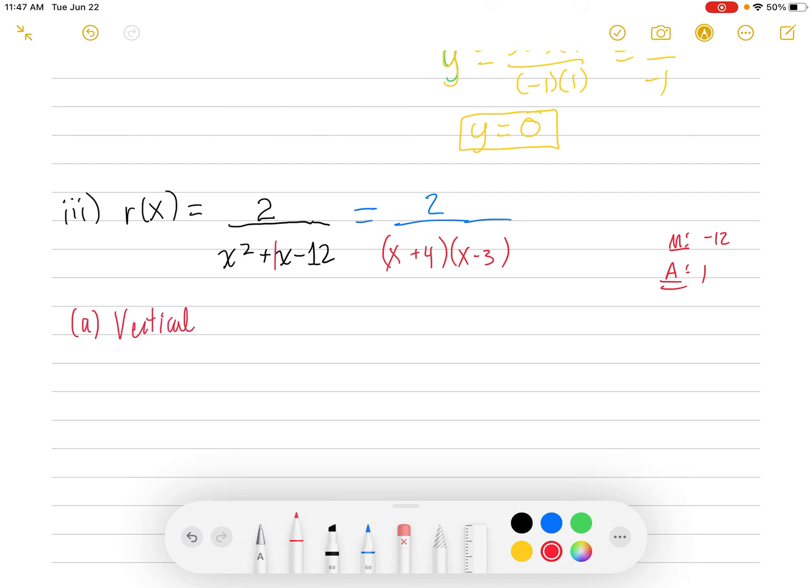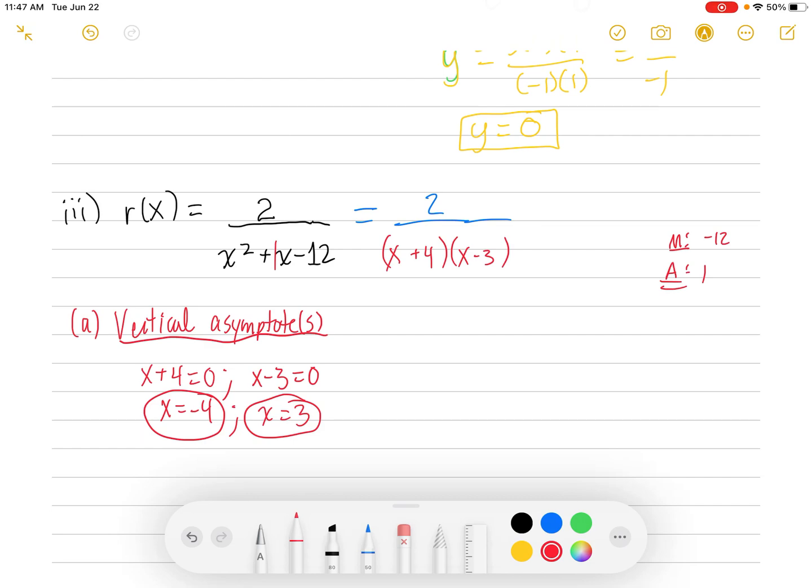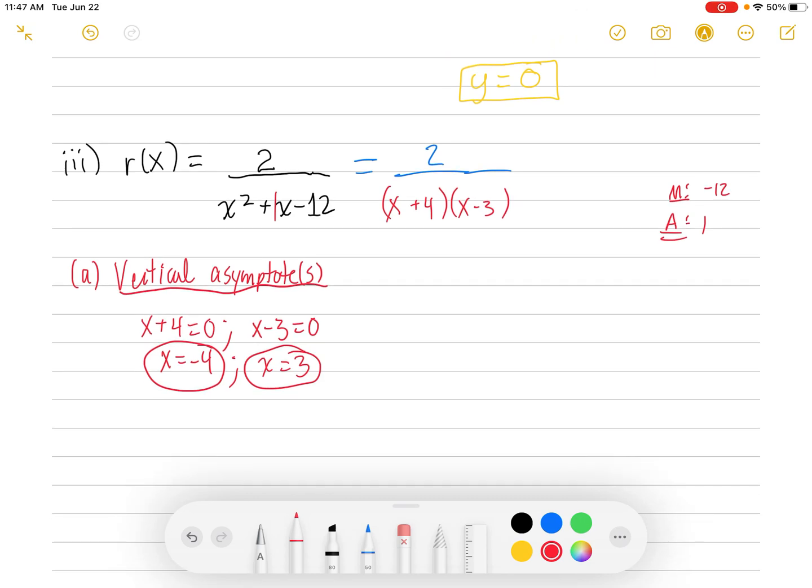So now that I have everything factored, I can do the vertical asymptotes. I'm going to set my bottom factors equal to 0, x plus 4 equal to 0, x minus 3 equal to 0. The first one I can subtract 4 from both sides, get negative 4 for a vertical asymptote. And the second one I can add 3 to both sides and get x equals 3 as a vertical asymptote. So we have vertical asymptotes at negative 4 and positive 3. So can we find a horizontal asymptote or a slant asymptote? Well, here we're going to have, again, a horizontal asymptote.